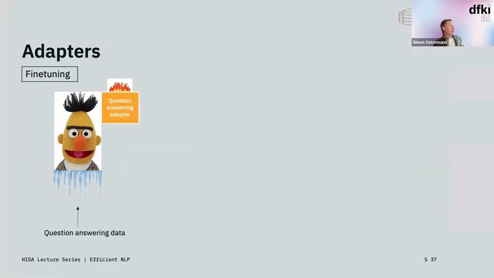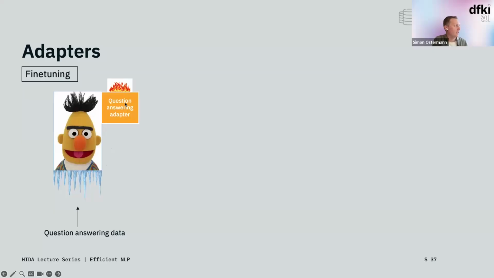How do you use it? Well, if you want to use it for fine-tuning, for example, the way it works, you take a base model, in this case a BERT model that you freeze, so you don't train the parameters of the BERT model. And then you just add your couple of adapter parameters and you have question answering data, for example.